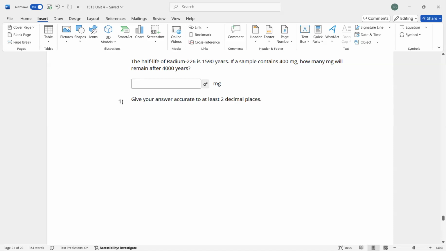Good morning. On Tuesday, we covered section 4.4, solving exponential equations and logarithmic equations. And today we are going to cover the last section of Unit 4. We are going to look at exponential modeling.